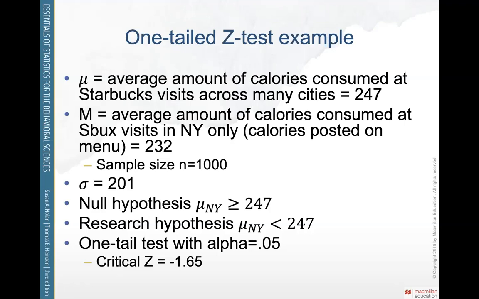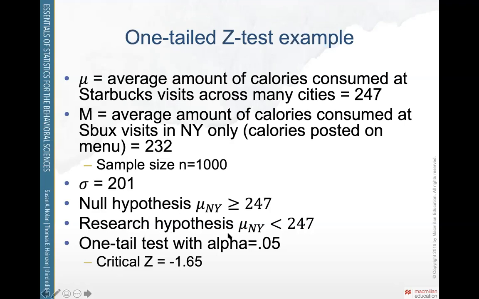In this particular one-tailed test, we won't even consider the possibility that if the calories are posted on the menu, that would cause people to eat more calories. That just seems silly. Why would that be the case? So the research hypothesis is one directional: if there's a significant effect of having the calories posted on the menu, that effect will be to reduce the amount of calories people consume. There's no reason to believe that it could possibly increase the amount of calories consumed.